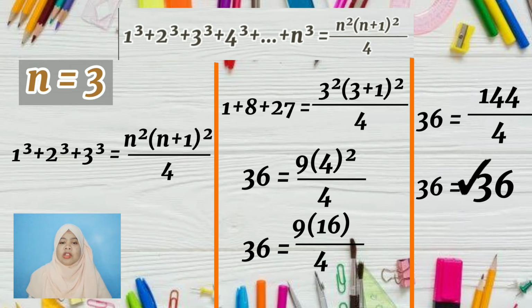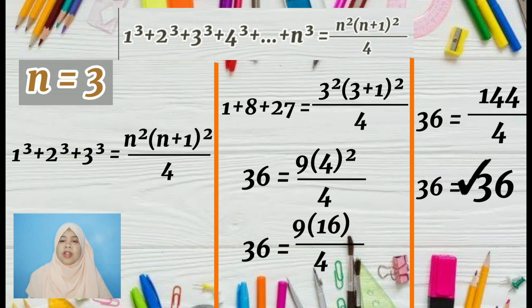Next step is to find the value for the left side. We have 1 plus 8 plus 27, and on the right side we have 3 squared times (3 plus 1) squared all over 4. Next is to find the actual value, so 1 plus 8 plus 27 is equal to 36. And on the right side, 3 squared is equal to 9, times (3 plus 1) squared, which is 4 squared.